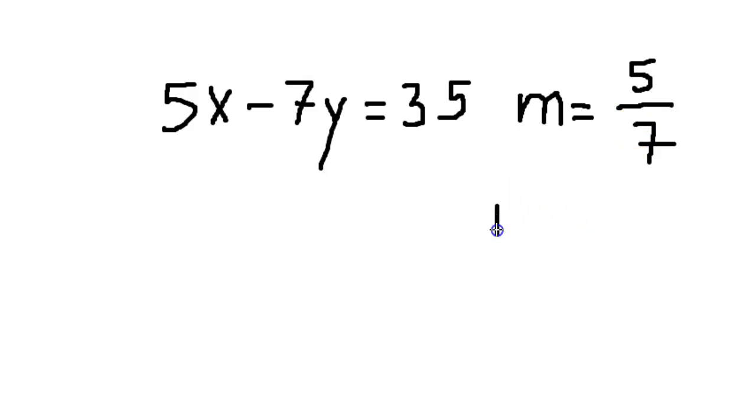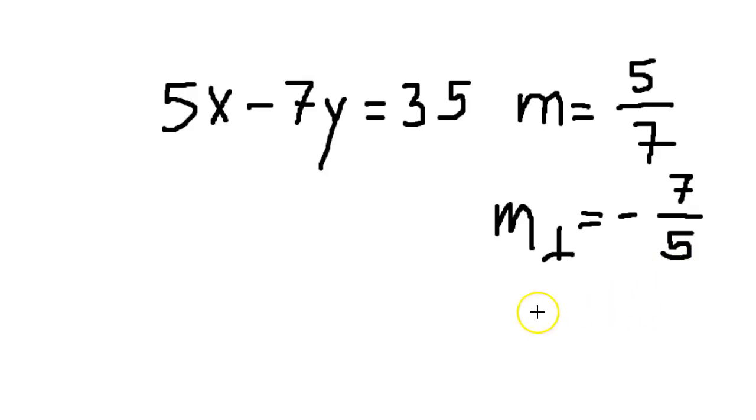So the slope of the perpendicular line is the negative reciprocal. Looking back at the original slope, 5/7 is positive, which means that the slope of the perpendicular line will be negative. So we have the negative reciprocal. Reciprocal means we flip the original fraction, so we'll have 7 in the numerator and 5 in the denominator. So the slope of the perpendicular line will be negative 7/5.